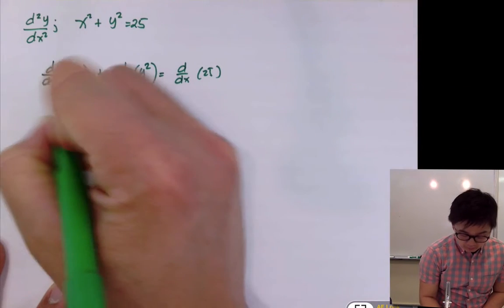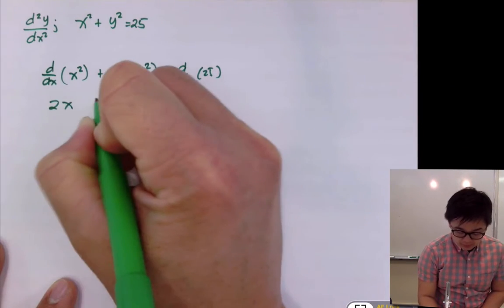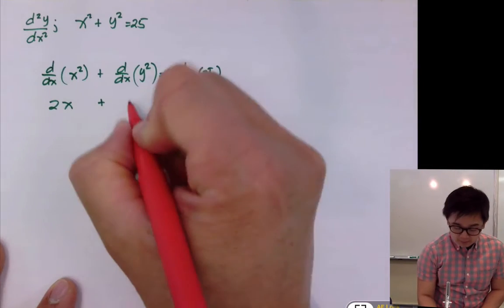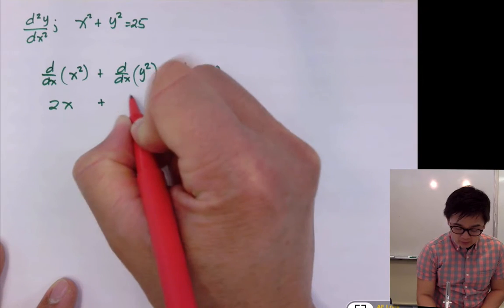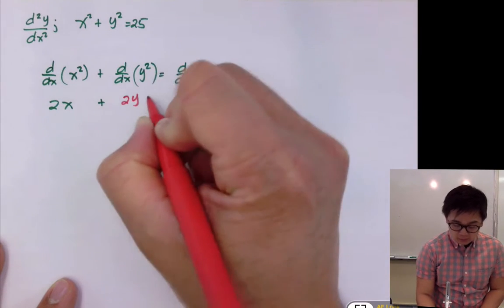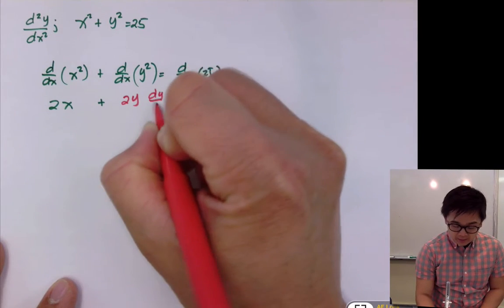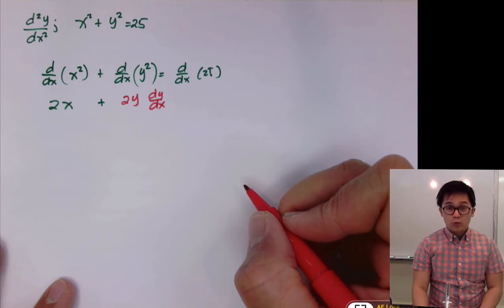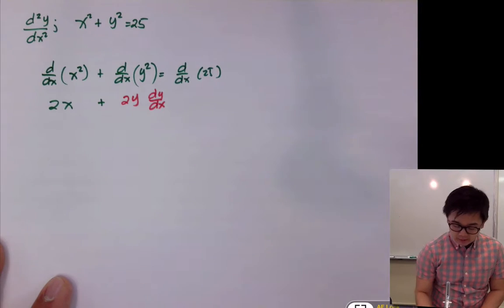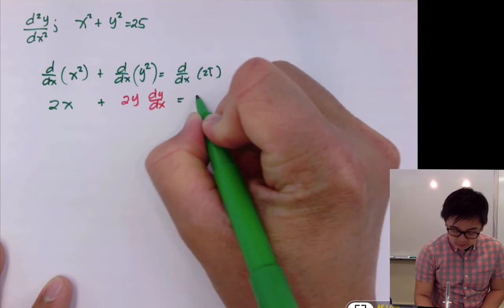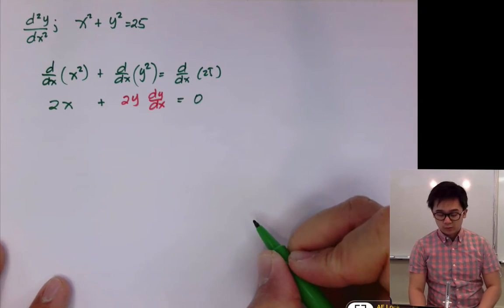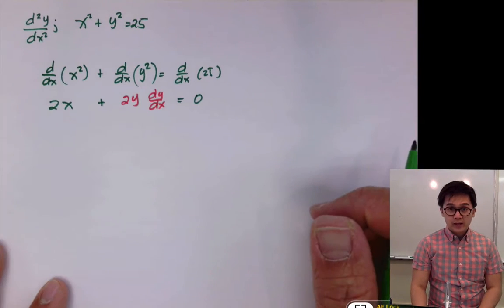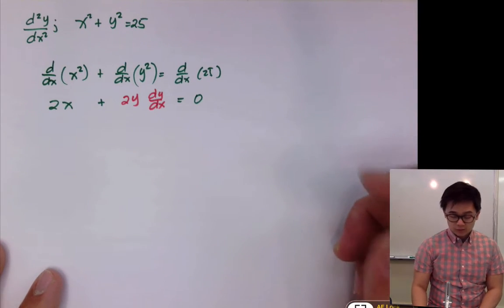For the first term, my derivative is simply 2x because I am differentiating in terms of x. But for the second term, which is y squared, my differentiation will be 2y dy dx because I am differentiating the function y in terms of x. And we know that the constant is simply 0 because of the derivative rule for a constant. Now we're going to find dy dx by isolating the dy dx in our function.